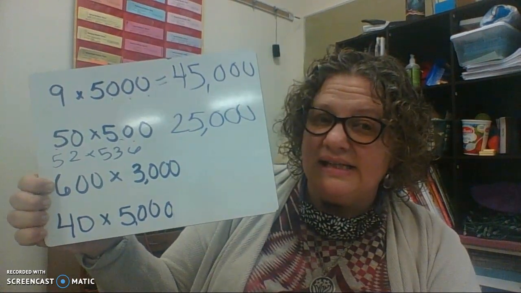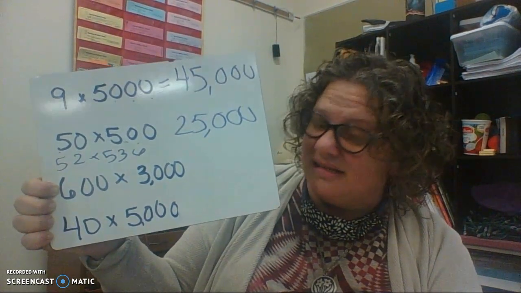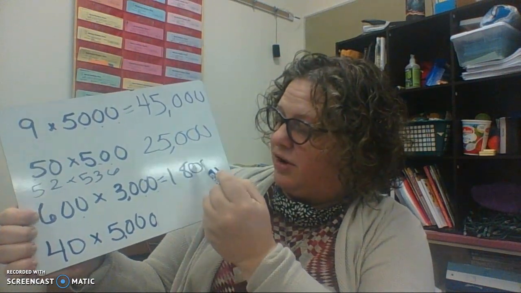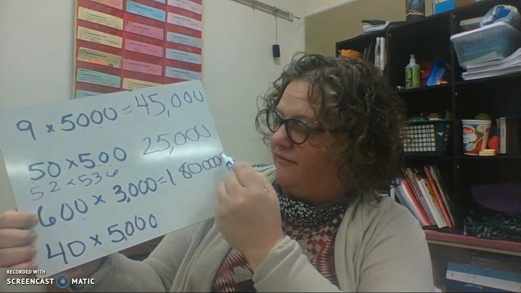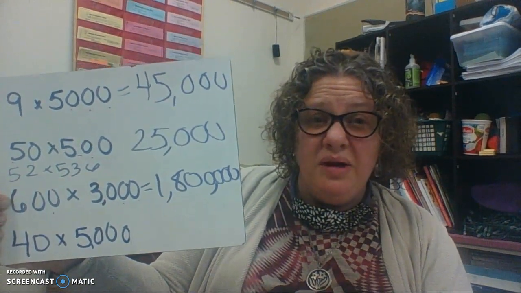The next one, we have 600 times 3,000. So 6 times 3 is, you guessed it, 18. And then we say, there's 2 zeros in 600, and there's 3 zeros in 3,000. So we have 5 zeros to add. 1, 2, 3, 4, 5. Ooh, I barely have room. And then you put in your commas every 3. So that answer is 1,800,000.